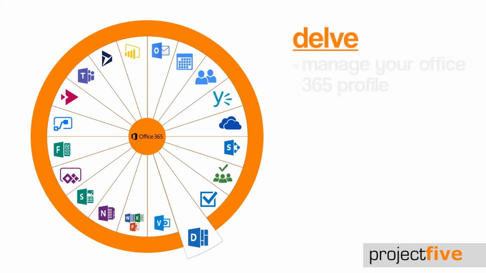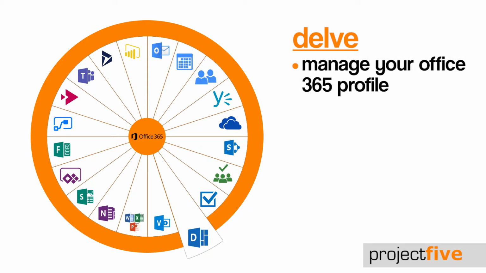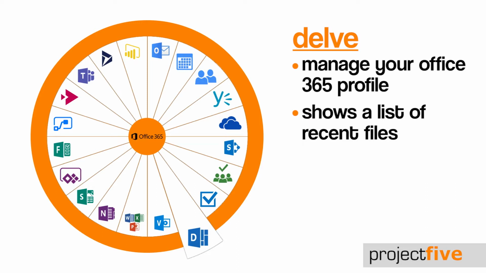You can use Delve to manage your Office 365 profile and to discover and organise the things that are most interesting or important to you. A useful feature is that it shows you a list of recent files. This makes it easier to locate things you've been working on. You can also favourite particular documents that you know have importance to you.